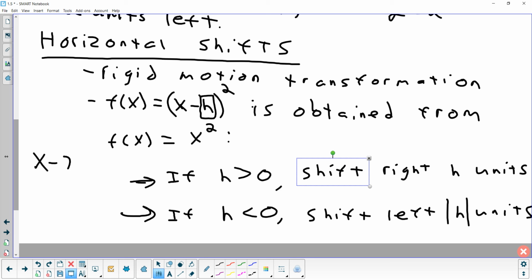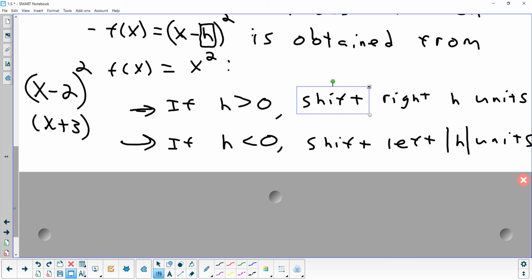So, x minus 2. Block out the x minus. All I see is a 2. That means it would go right 2. X plus 3. Okay, don't have a minus. Think of it this way. Block out the x minus part and look at what's left. Minus 3. 3 units to the left. Any question on that?